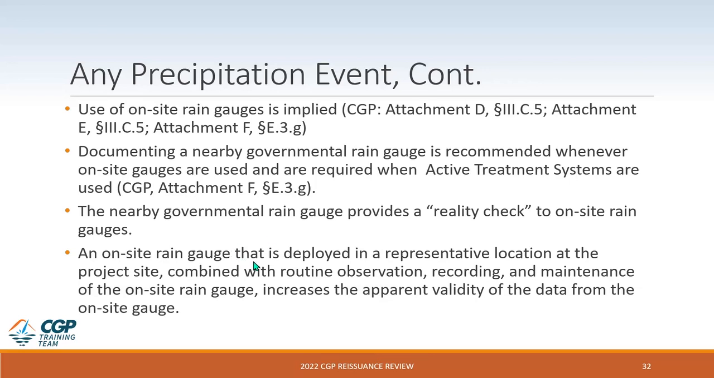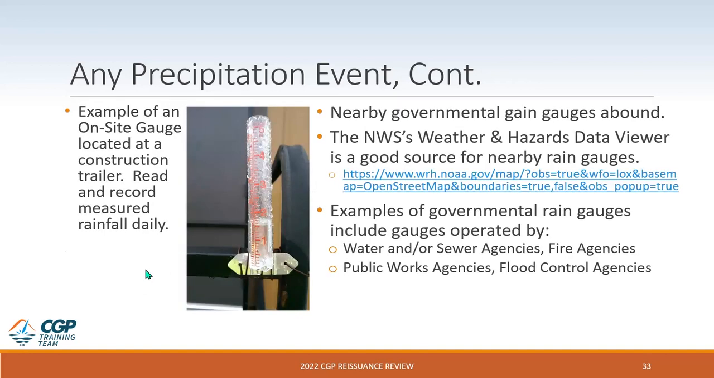An on-site rain gauge that is deployed in a representative location at the project site, combined with routine observations, recording, and maintenance of the on-site rain gauges, increases the apparent validity of the data of the on-site rain gauge. So here's an example of an on-site rain gauge that is mounted at a construction trailer.